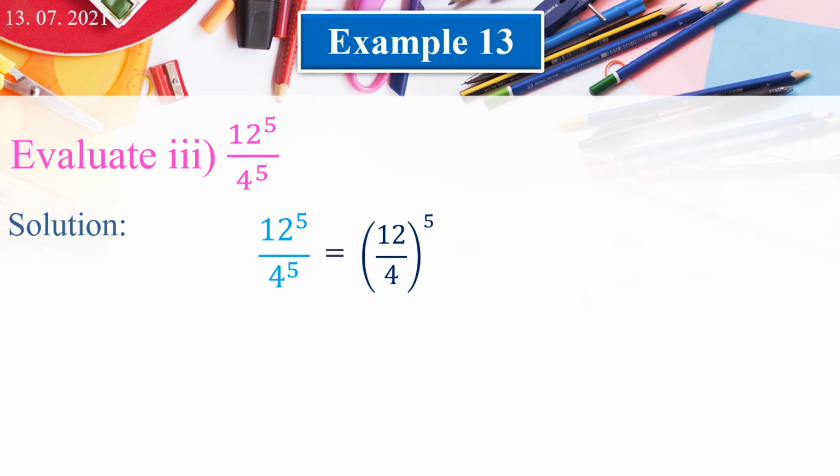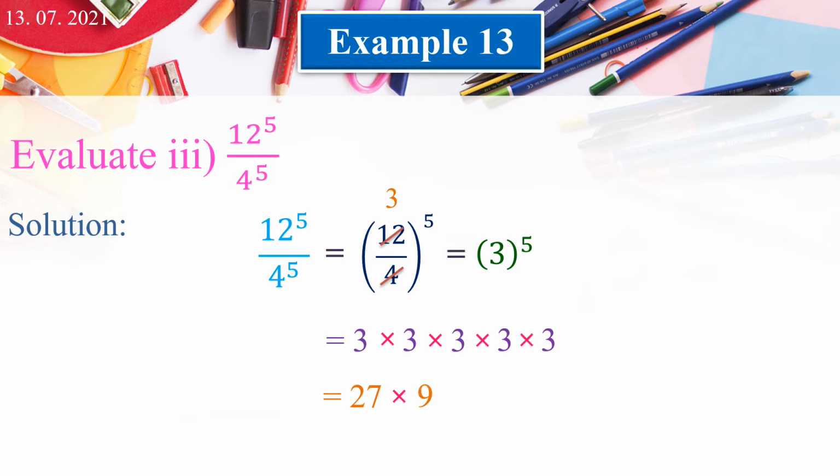Now 12 can be cancelled by 4. On cancelling we get 3 in the place of 12. Now it becomes 3 power 5. 3 power 5 is expanded as 3 into 3 into 3 into 3 into 3. Now on multiplying first 3 we get 27 and next two 3's we get 9. Now 27 into 9 is equal to 243. 243 is the solution for the sum.